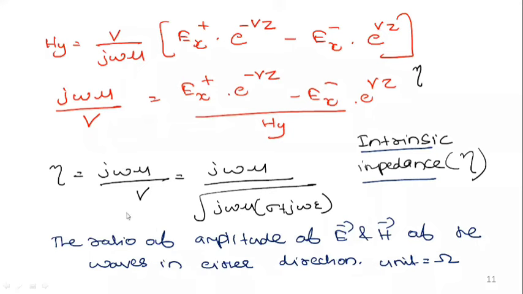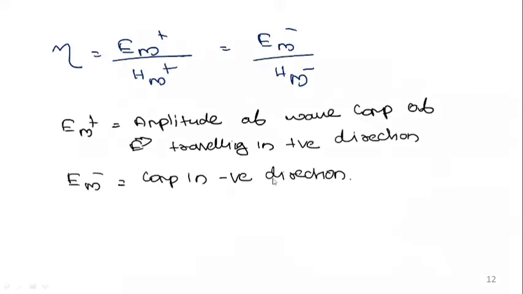So these steps also we can shorten, and we can write the final intrinsic impedance will be root of j omega mu divided by sigma plus j omega epsilon. So you have reached here. Okay. Now we are moving further.